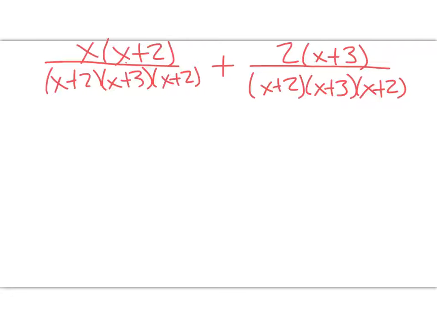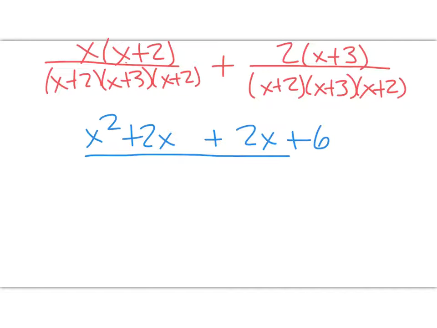And from here, we will distribute the x to the x plus 2 and distribute the 2 to the x plus 3. And while we're at it, we'll combine these into one big fraction because they do have the same denominator. X times x is x squared. X times 2 is 2x. We can add to that the quantity 2 times x plus 2 times 3, which is 6. And we'll put this all over the common denominator. X plus 2, x plus 3, x plus 2.